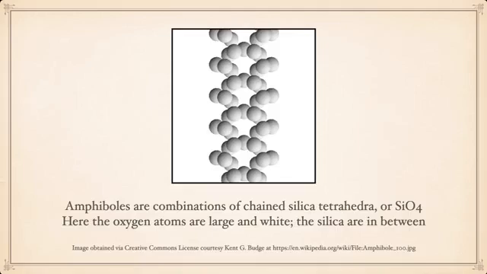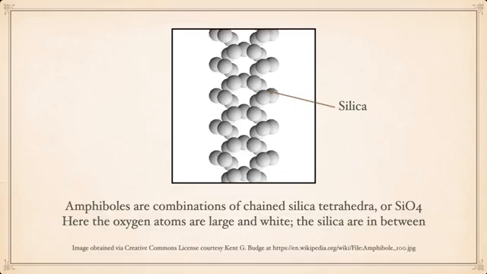Now, those big white marshmallows right there, those are the oxygen. You can kind of count four of them together, three on the bottom and then one on the top. And then each time they're sort of interconnected to another group. But where's the silica? Well, he's hiding right in there, all the way in the middle.